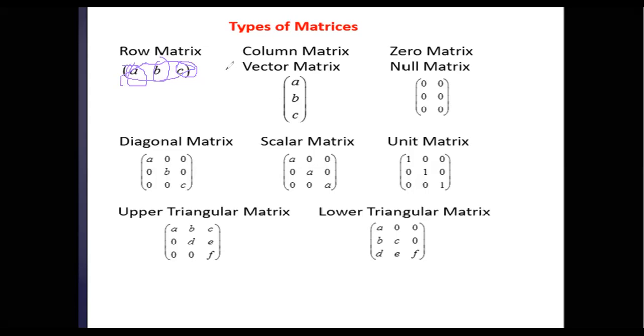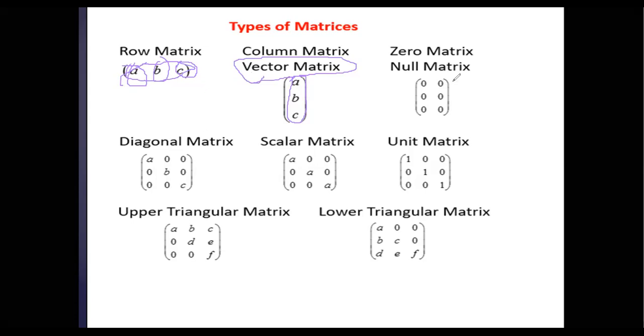A matrix having only one column but any number of rows is called column matrix. So as the name suggests, a matrix should have only one column. Doesn't matter how many rows there are. Column matrix is also known as vector matrix. Sometimes you are asked in the exam to explain vector matrix. So mind well, column matrix is also known as vector matrix.